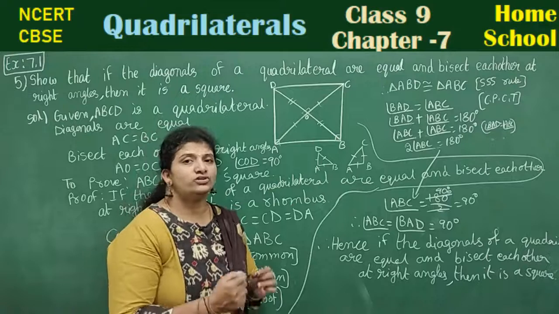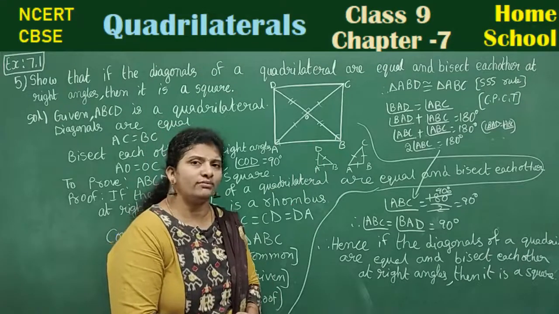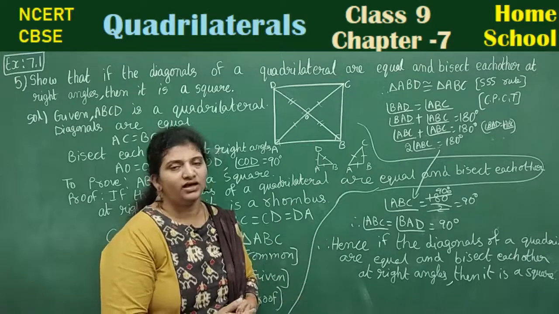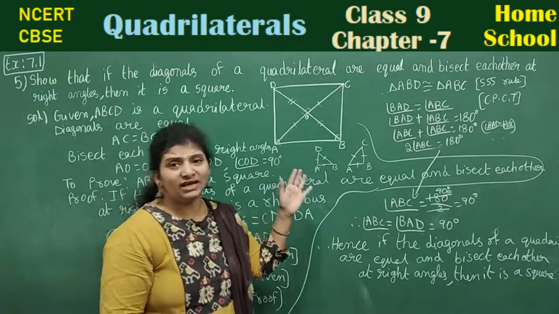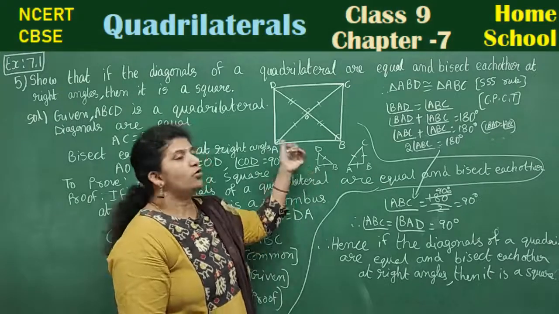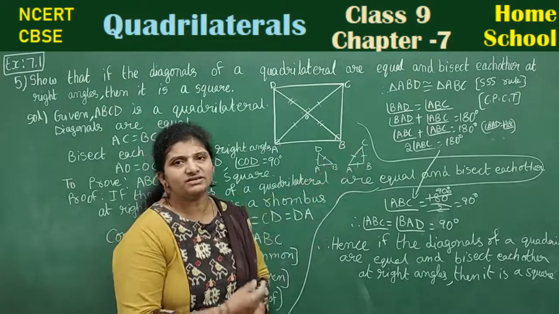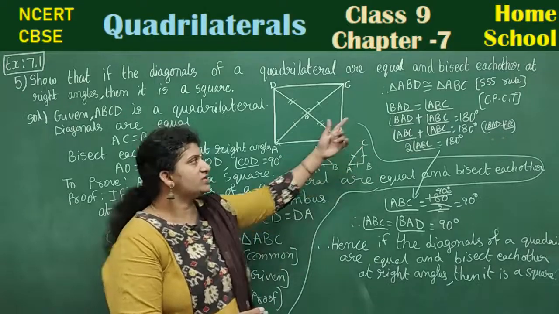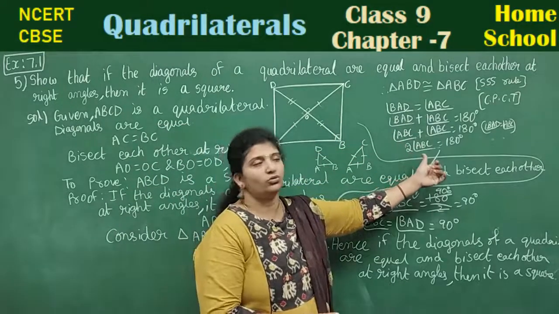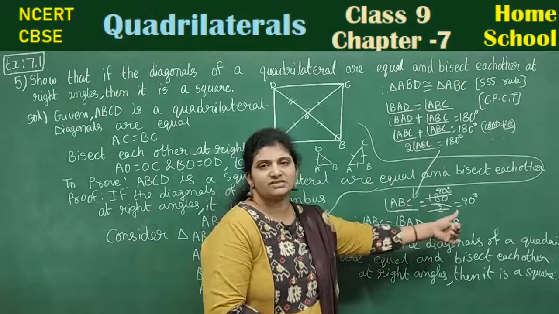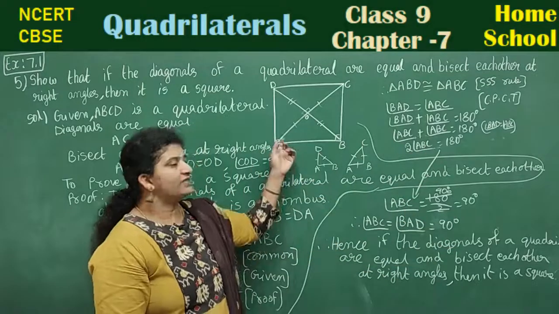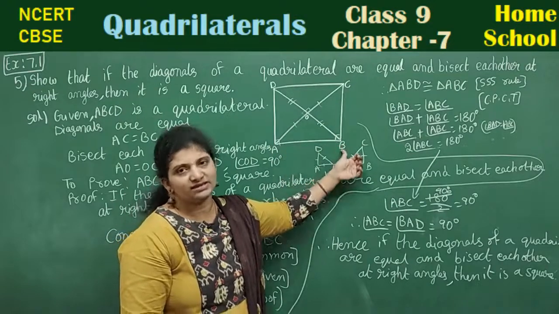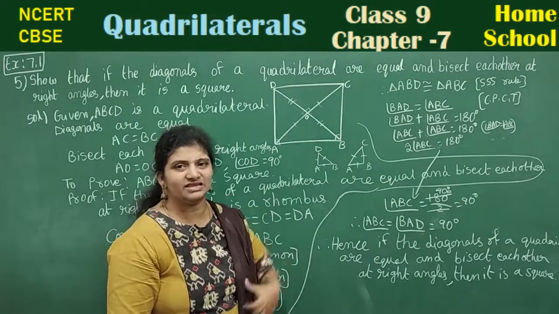Then you should think a little. If they are congruent, by CPCT, corresponding angles are equal. If those angles are equal, then co-interior angle sum will be supplementary. If they are supplementary, then if you substitute this one, you are going to get 2 times angle ABC is equal to 90 degrees. If this is 90, this will be 90. If you prove two angles 90, you can say that it is a square.